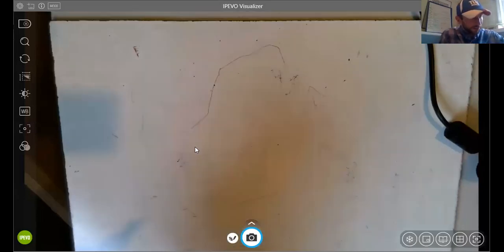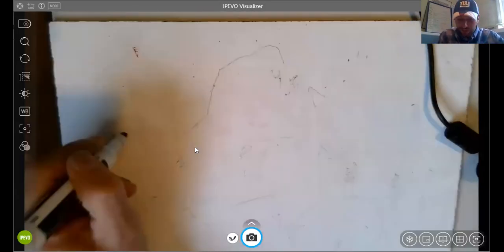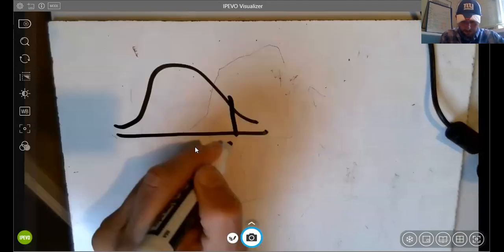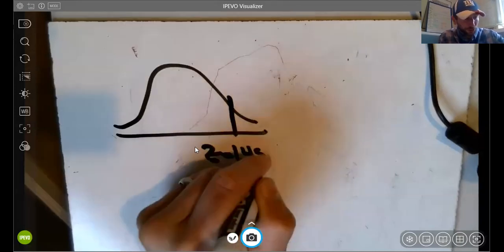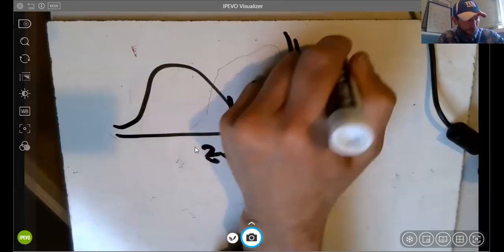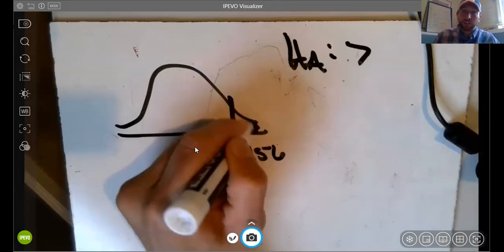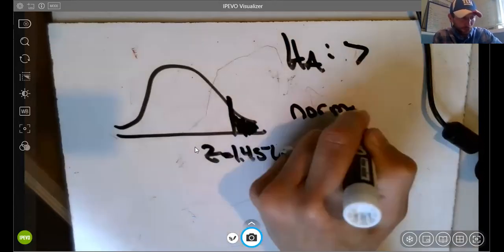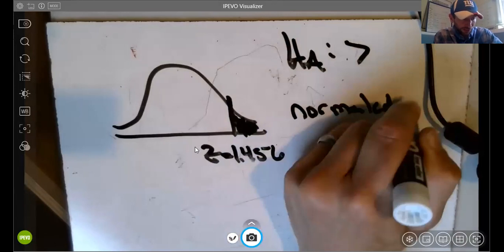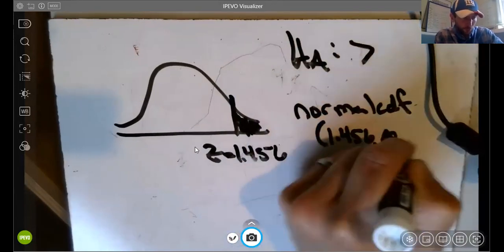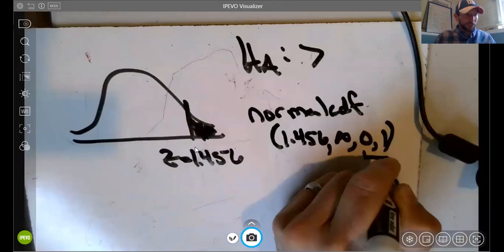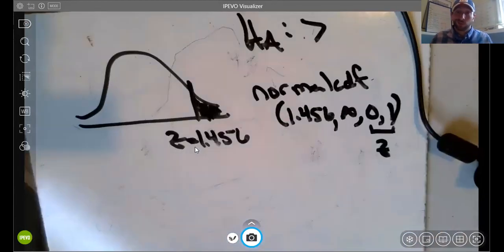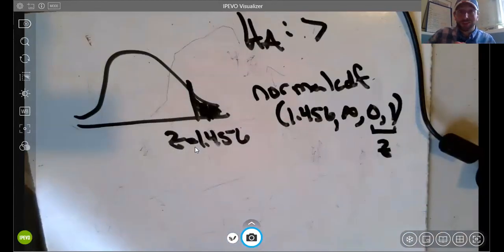To do this, no big deal. We had some questions in class where I would say the z-score for a test was 1.456. The alternative was for an increase, so greater than, so we knew we were shading to the right. And I asked you guys, how could you get the p-value? We had multiple choice about that. You told me normal CDF, 1.456, infinity, 0, 1, and these were zeros and ones because we were talking about z-scores, right? No big deal. So with the t distribution, it's the same thing.